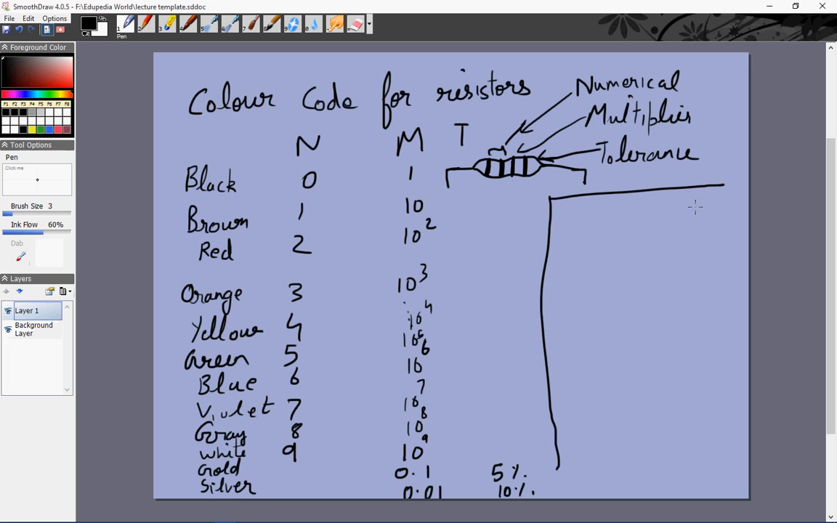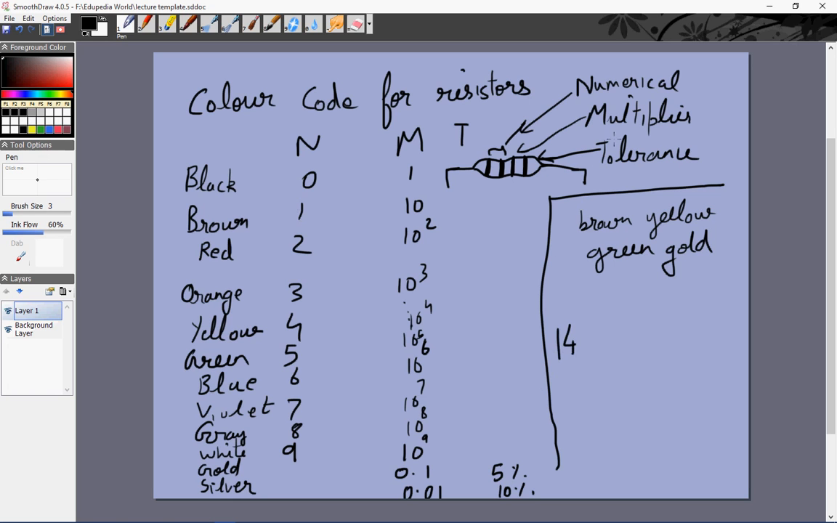Let's say the colors for a resistor are brown, yellow, green and gold. So brown and yellow are numerical. The first 2 are the numerical values. So brown has a value of 1 and yellow has a value of 4. So the numerical value will be 14.